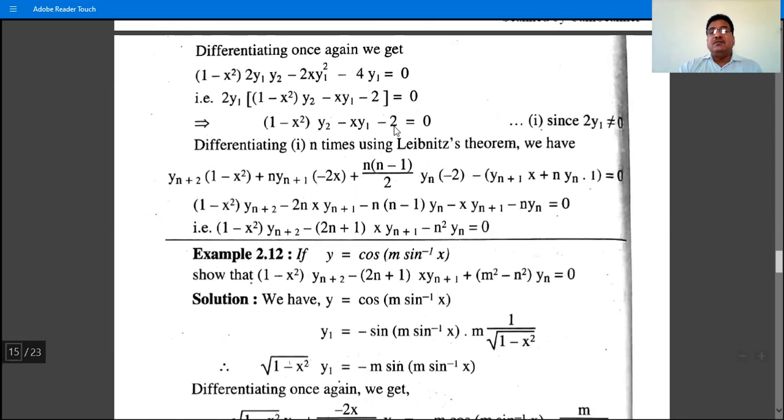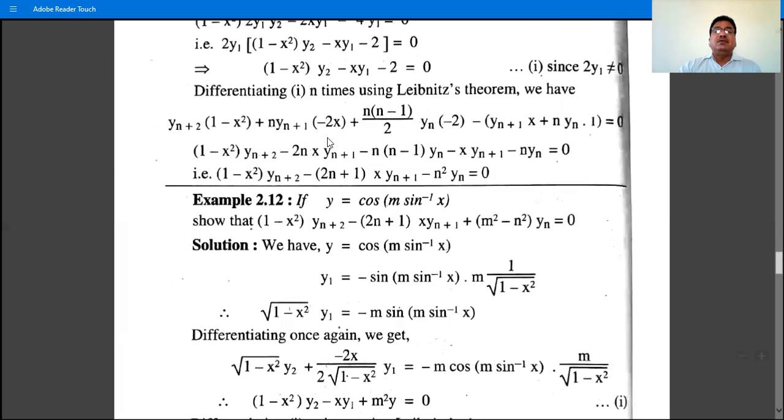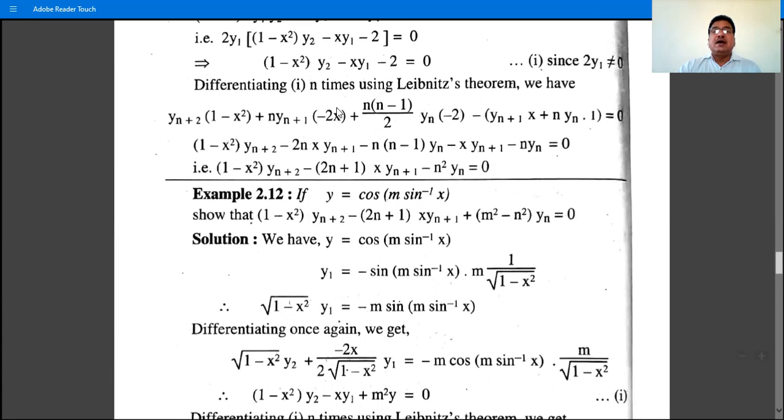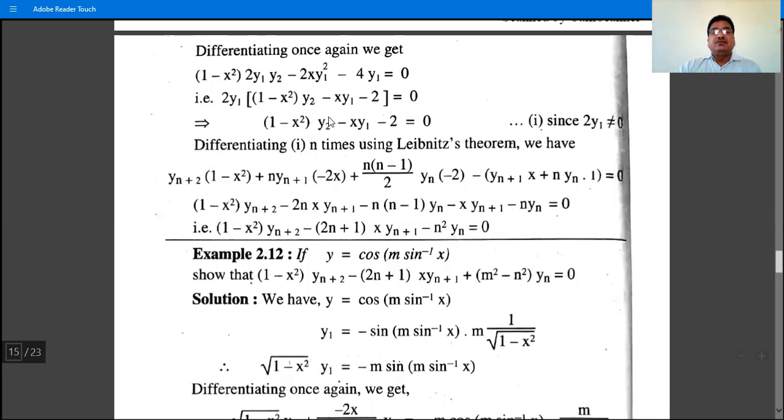So differentiate 2 times and then apply the Leibniz theorem. Differentiating now this equation n times using the Leibniz theorem, we differentiate this function n times. So this is (1 minus x square) into y2, which is a multiplication of two functions, and we have to find its nth order derivative. So apply the Leibniz theorem. Denote the function y2 as u and 1 minus x square as v.